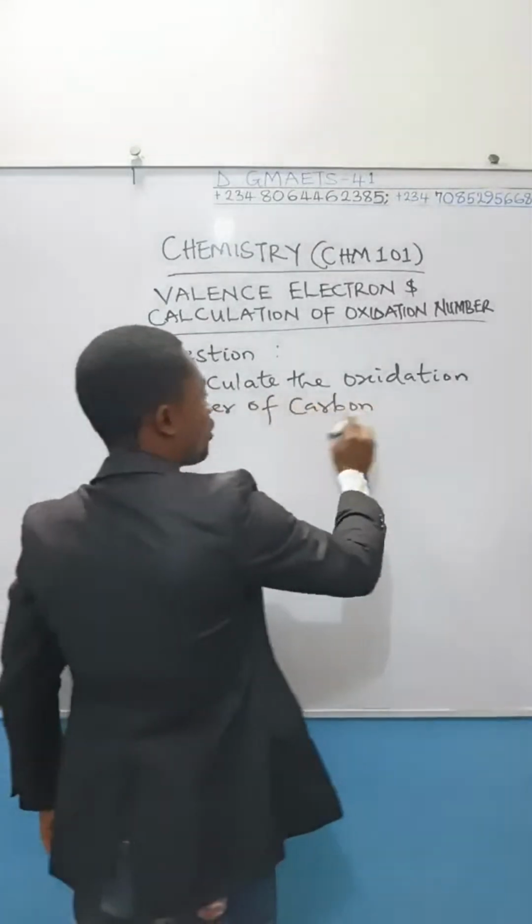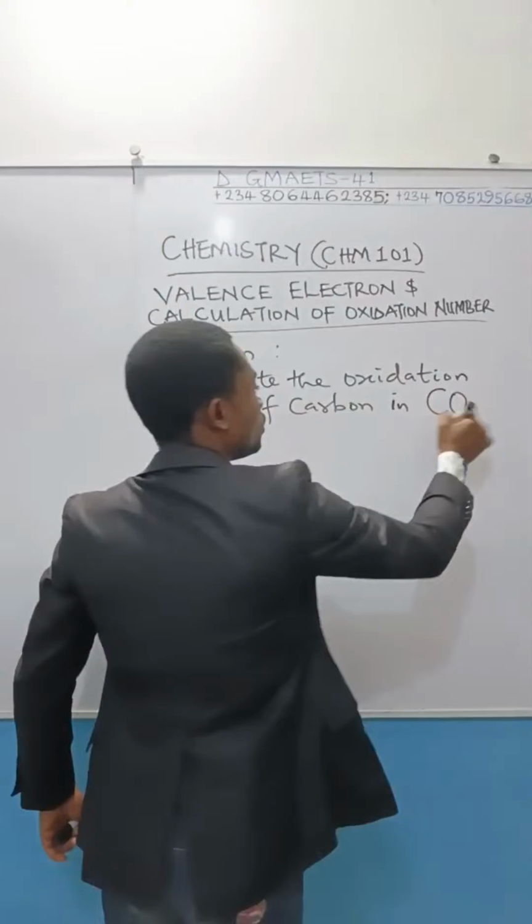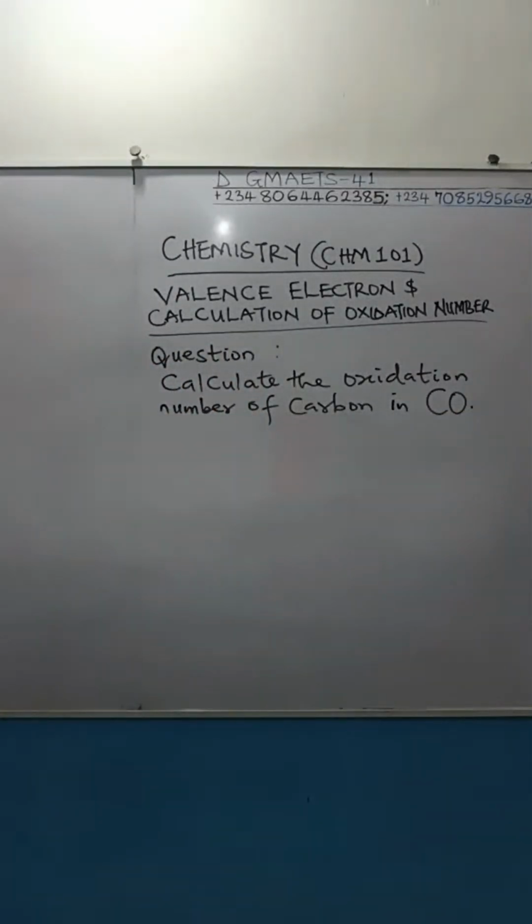Question number 2. Calculate the oxidation number of carbon in CO. Look at this compound. Let me check the network situation. Good. The network is still there.